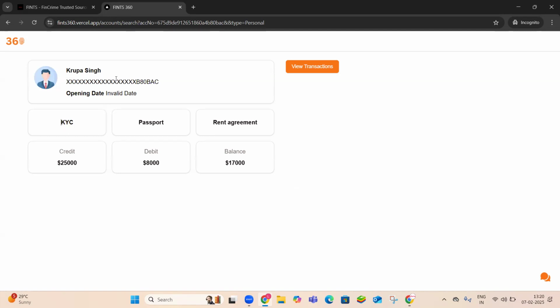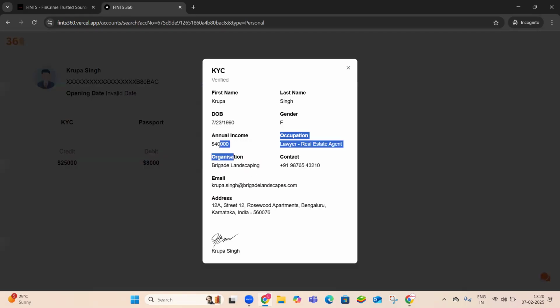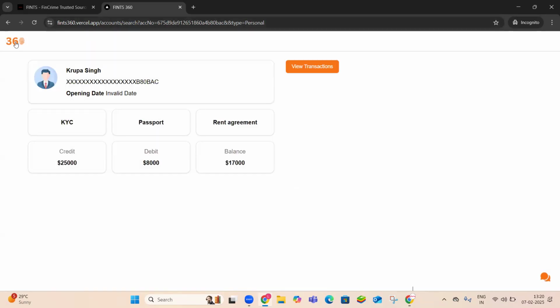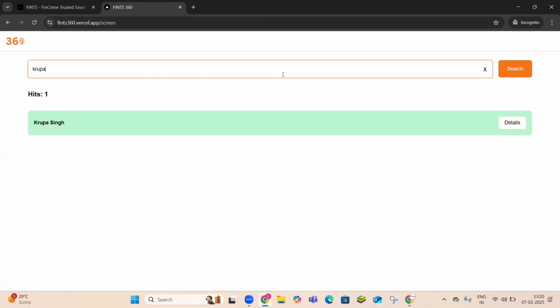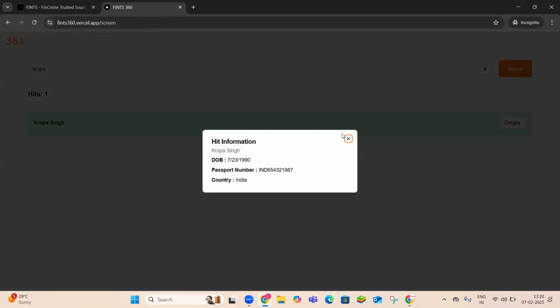Understand the income, where he is working, what his profile is. Let me show it to you. He is working for Brigade Landscaping, and his annual income is $40,000. Now there are two things you are going to screen. There is a screening application also. You can go back and screen on Krupa. If there is a hit on Krupa, please do mention it in the simulation. There is no hit basically on Krupa Singh.